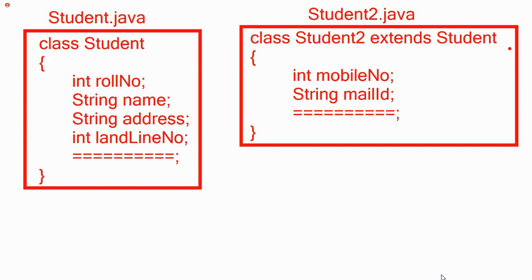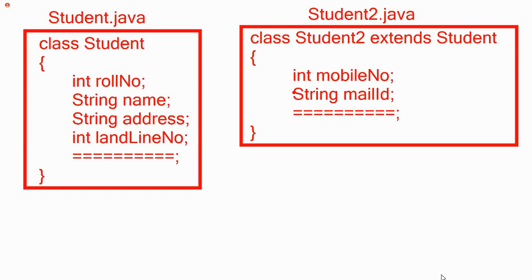If you write extends student, the student class members are also inherited in the student2 class. Now, student2 class contains 6 variables. For you, only 2 variables appear. With this line, these 4 also come here. So student2 class supports student features plus additional features. Student features are roll number, name, address, landline number. New features are mobile number, mail ID.